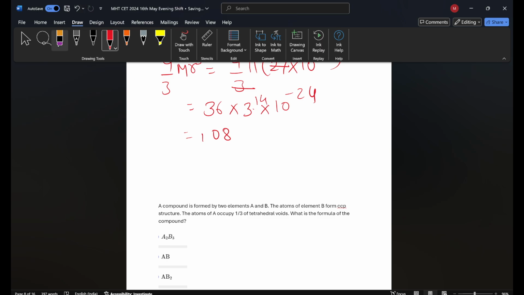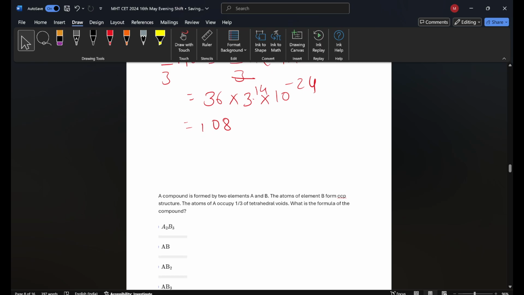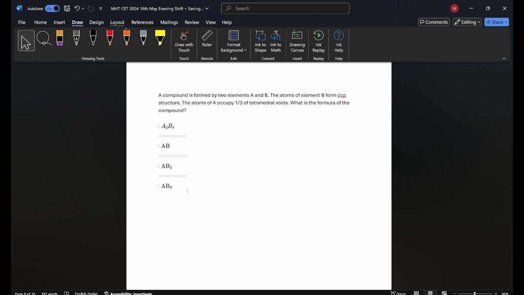Unlike JEE, they'll give you very, very close options. So we are supposed to calculate everything. Coming to the next question.